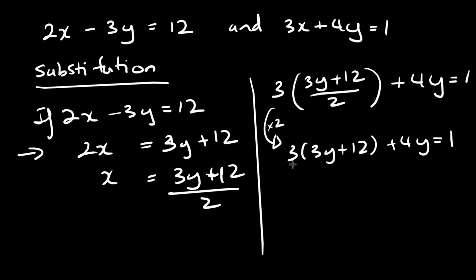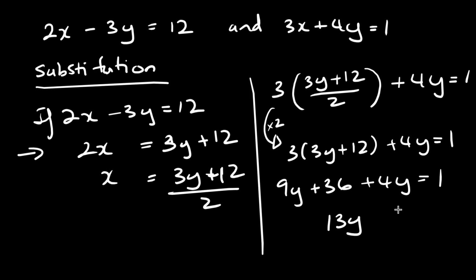Expand this out, we get 9y plus 36 plus 4y equals 1. We end up with 9y plus 4y, which should be 13y, right, is equal to 1 minus 36. Is that correct? I don't know. So we end up with 13y is equal to what looks like negative 35. That can't be right. So what did we miss?